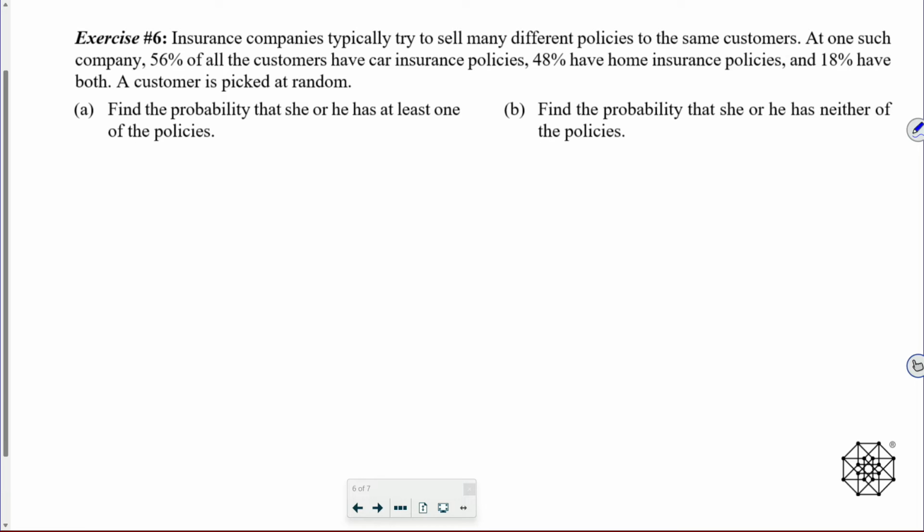48% have home insurance policies, and 18% have both. A customer is picked at random. A. What is the probability that she or he has at least one of the policies?